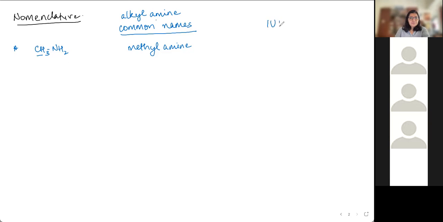Now coming to the IUPAC name, because there are rules associated with this. IUPAC is also very simple in this case. Remove the E from the alkane, so you get alkan, and then attach amine as the suffix for amine. So it's simple. Can you tell me what would be the IUPAC name for this CH3NH2?